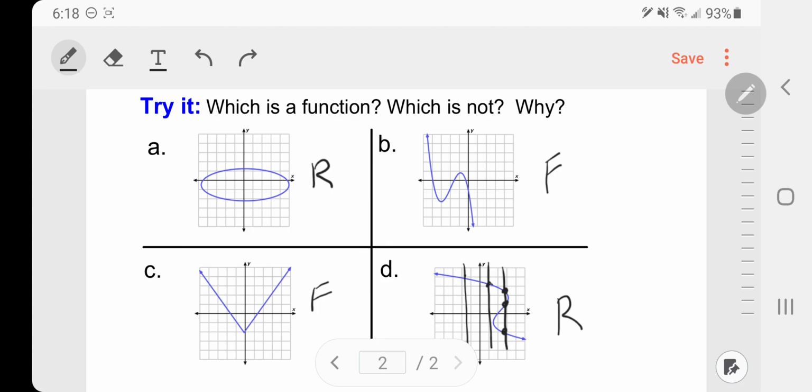All right, so that's pretty much everything there is to know as far as determining whether a graph of a relation is a function.